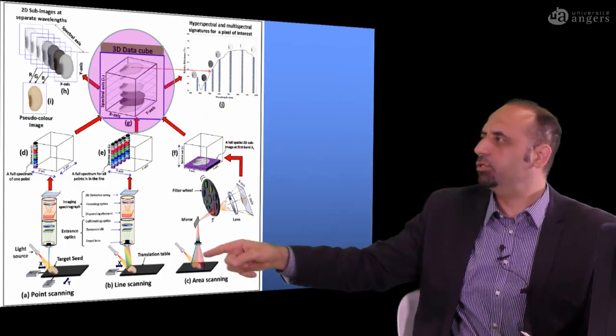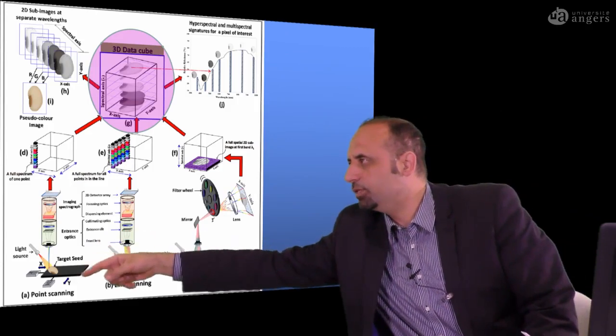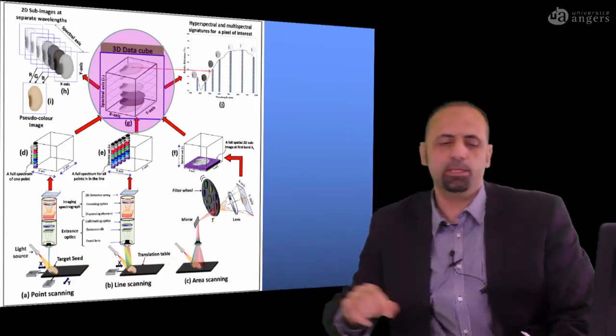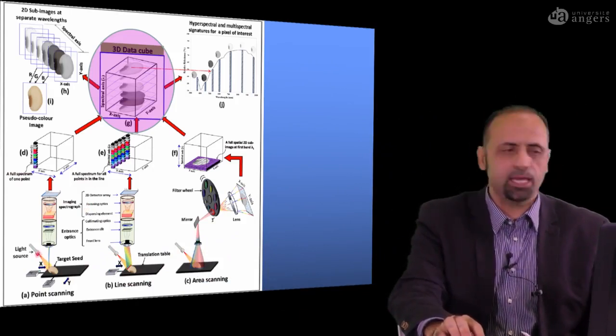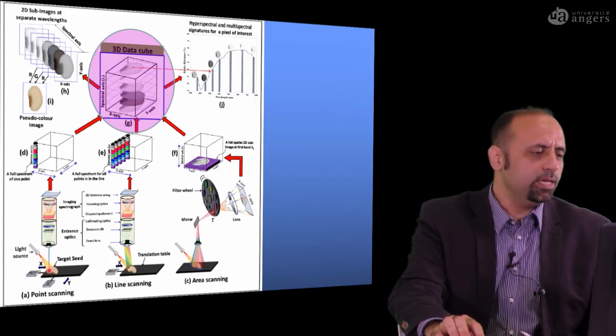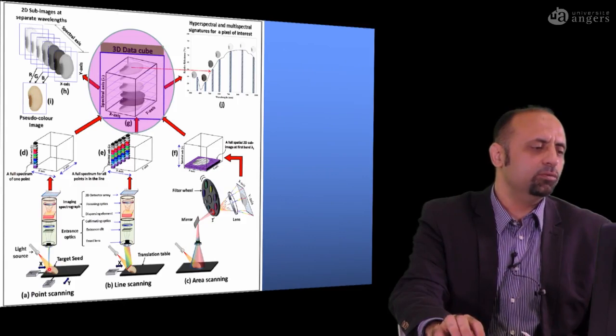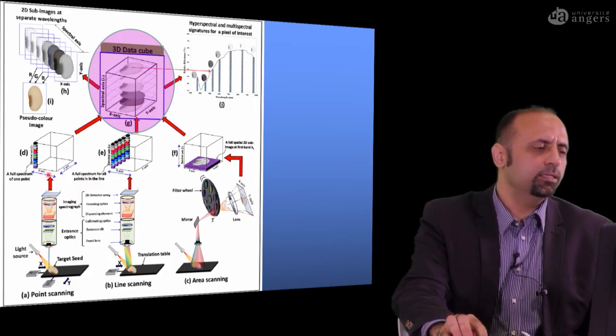We have three methods of acquisition. The first method is called the point scan method. I will use my mouse to explain how to acquire one image using the point scan method. In this way, you need to move your sample in both the X direction and the Y direction. First, you acquire the spectra at one point, and then move to another point and you have another spectra, and so on.